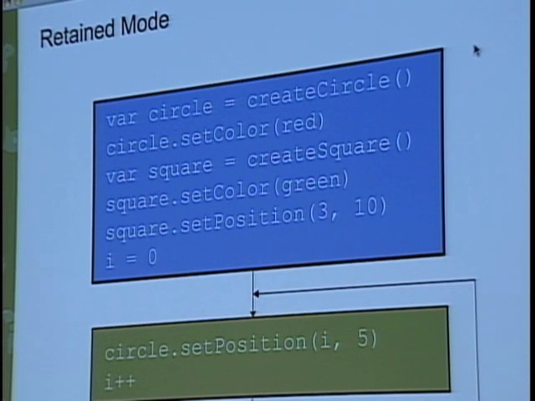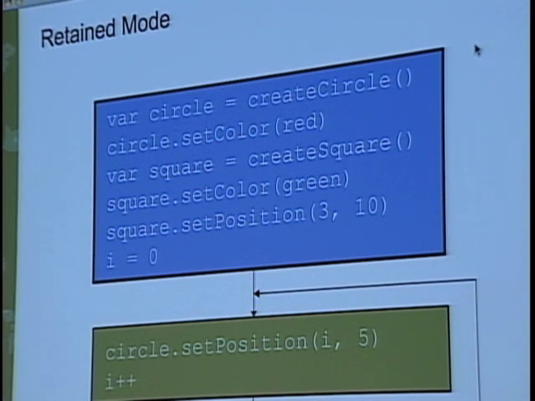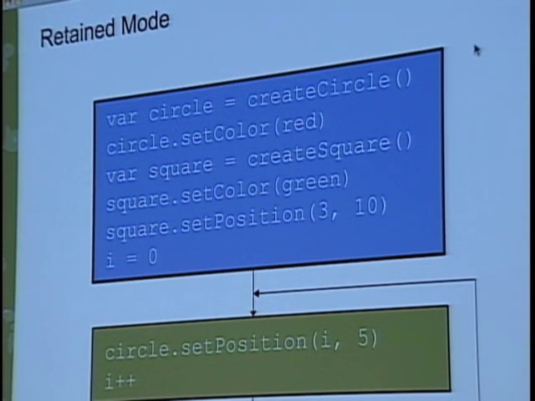In retain mode, you create these things at setup time. So you create a circle and you set its color to red. You create a square and you set its color to green. Since the green one doesn't move, we can set the position outside the loop. And then inside the loop, all we do is update the circle's position. That means the part that gets executed often is very small. And that's why we chose retain mode.